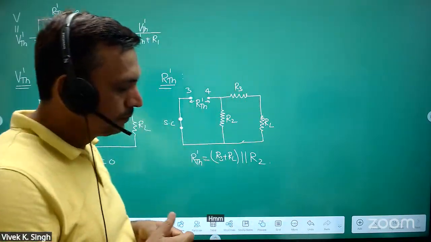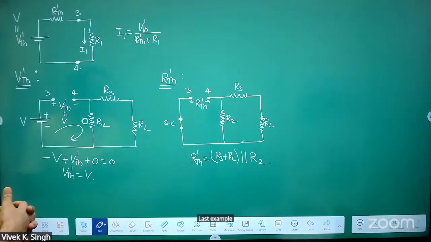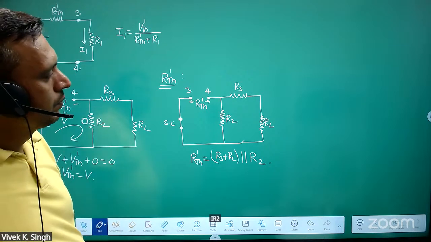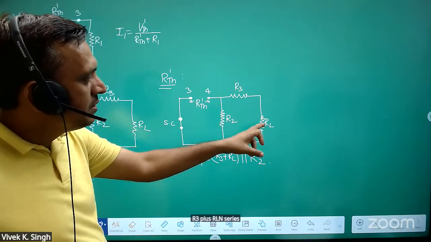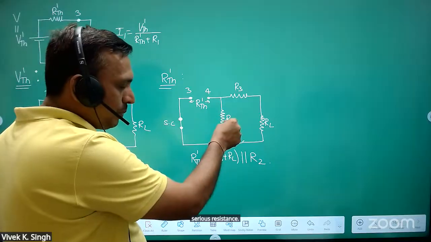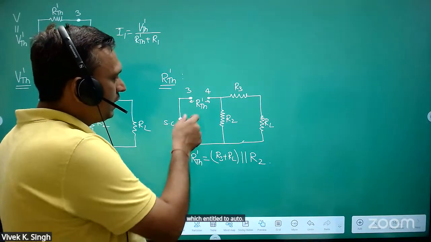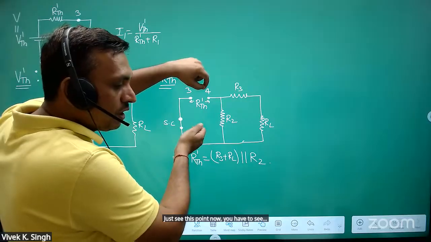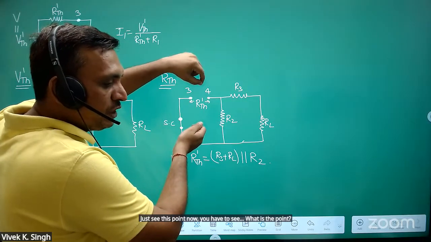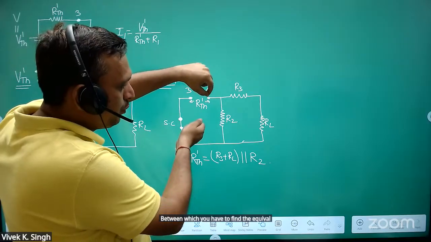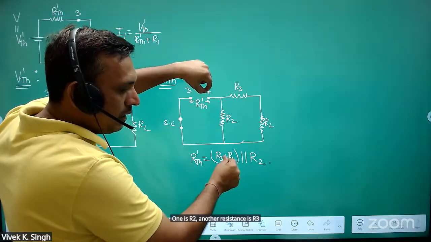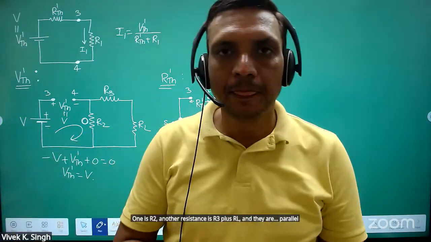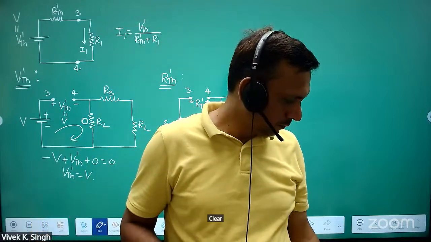In the last example for Thevenin's theorem, for RTH dash it is R2 parallel to R3 plus RL. R3 and RL are in series, and then that is parallel with R2. Okay, sir. Just see this point now. You have to see what is the point between which you have to find the equivalent resistance. So if you are considering these 2 points, one is R2, another resistance is R3 plus RL, and they are parallel. Okay? Clear? Okay, sir.